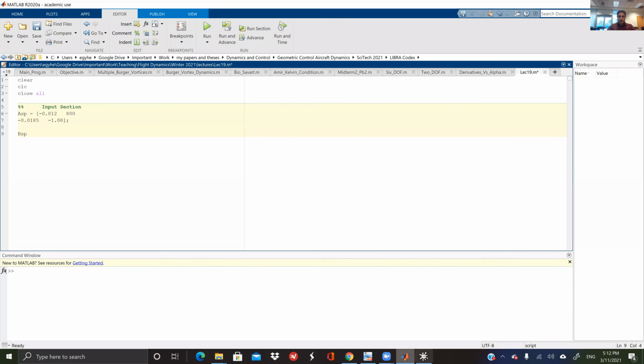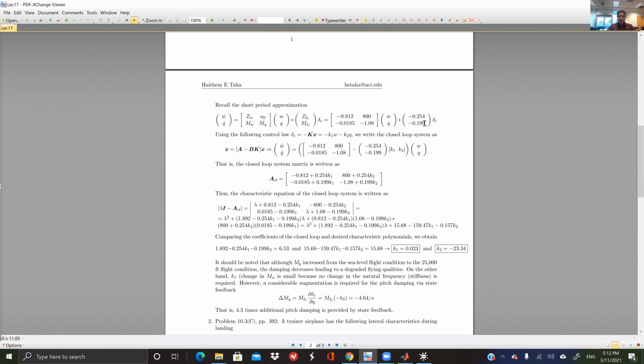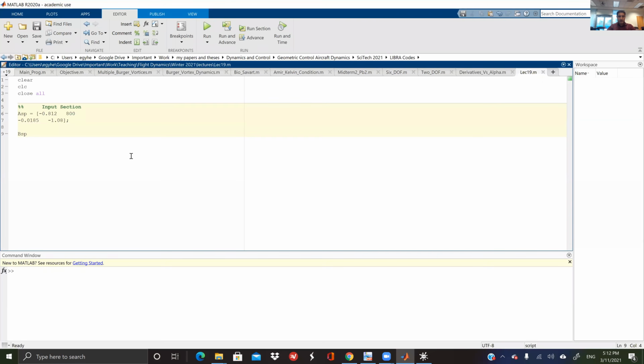B matrix short period, let's copy that. And please stop me if you have any question. This is my B matrix. What else? Maybe we need the U notes. It was 800 feet per second, I guess. And we're done with the input section.